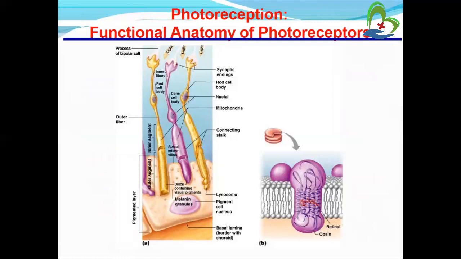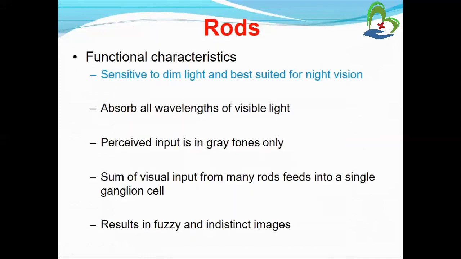Here the image shows the connecting stalk. This is the rod cell body, this is the outer fiber and the bipolar cell. Functional characteristics of rods: sensitive to dim light and best suited for night vision. Obviously it is activated in dim light, so it is beneficial at night time, suitable for night vision.